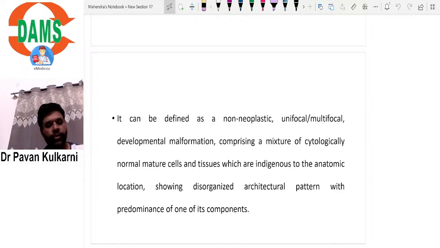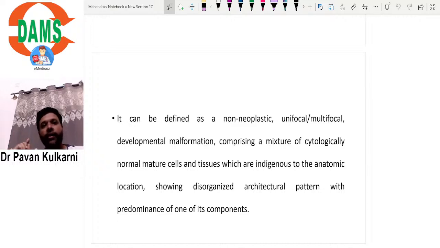And tissues which are indigenous to the anatomic location. What do you mean by indigenous? Indigenous means a hamartoma is located in a particular anatomical location where it is supposed to be only. Showing a disorganized architectural pattern with the predominance of one of its components. So what are the points to be remembered here? A hamartoma is non-neoplastic. A hamartoma can be unifocal or multifocal. Hamartoma is made up of normal mature cells. And hamartoma is located native to the place.